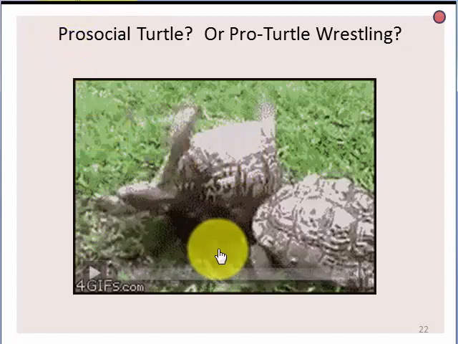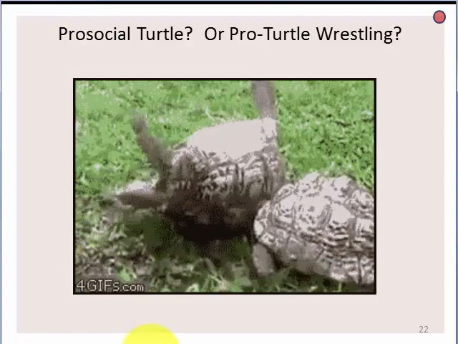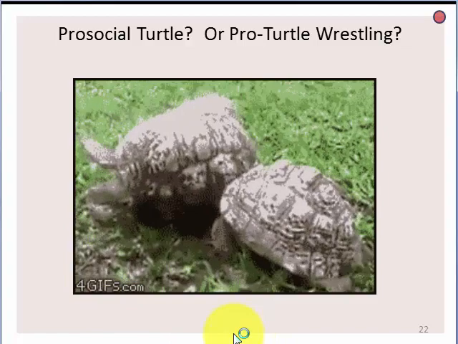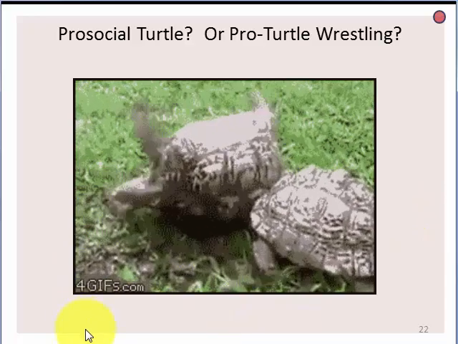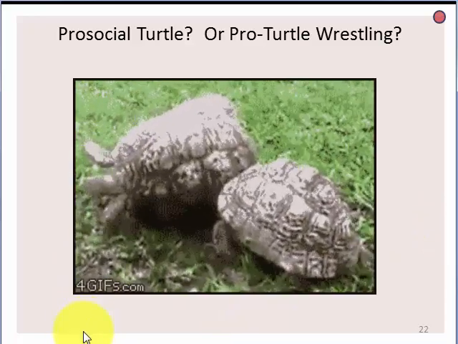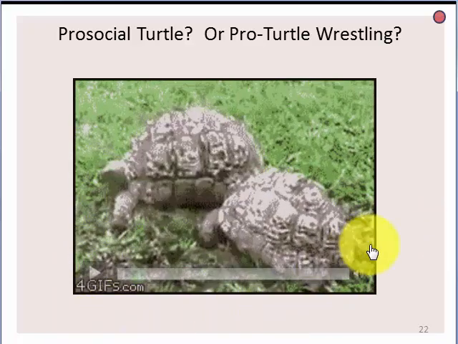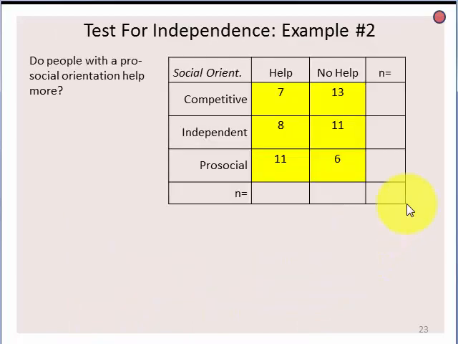Is the turtle being pro-social, or is this more some kind of pro-turtle wrestling? I don't know. It's kind of hard to tell. You want to see it again? Let's watch that again. Help! Help! Help! Boom. So I think it's pro-social. I don't think he was being mean.